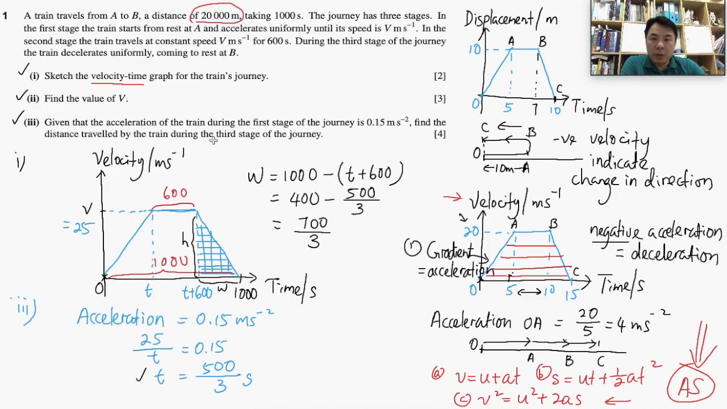Now therefore, we're going to answer the final question here regarding the area under the graph. Find the distance traveled by the train during the third stage. So the distance traveled by the train in the third stage is given as half multiplied by the height and then multiplied by the width, in this case 700 over 3 here.